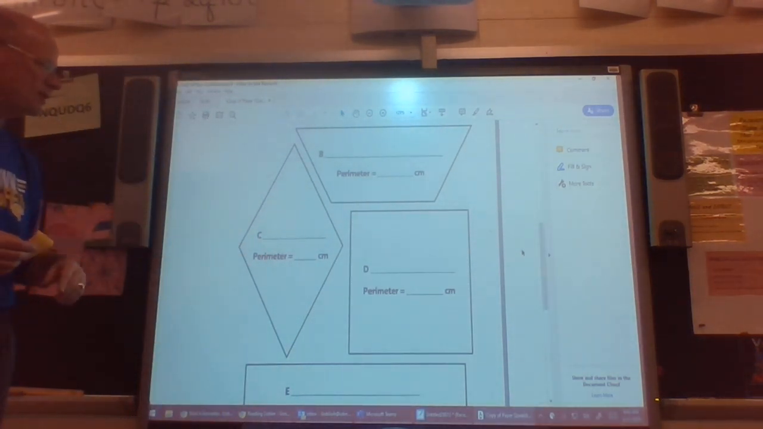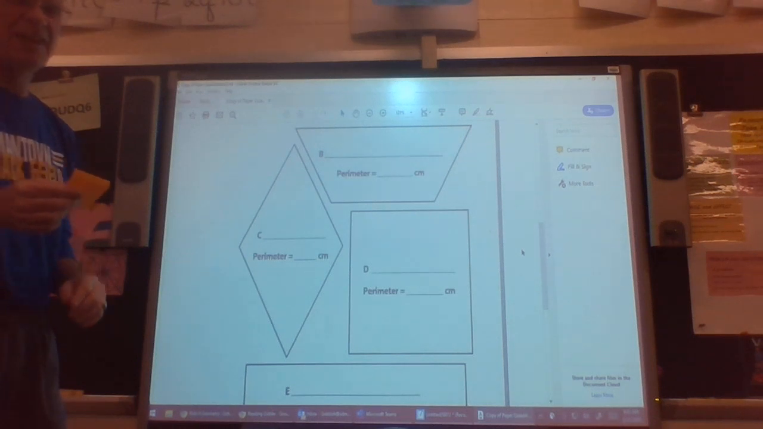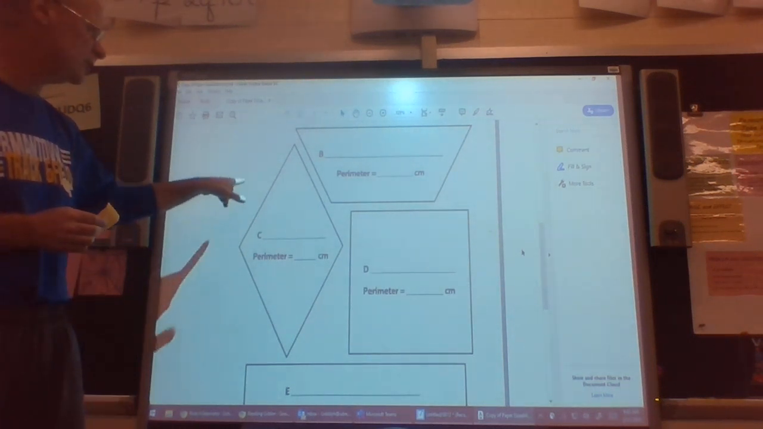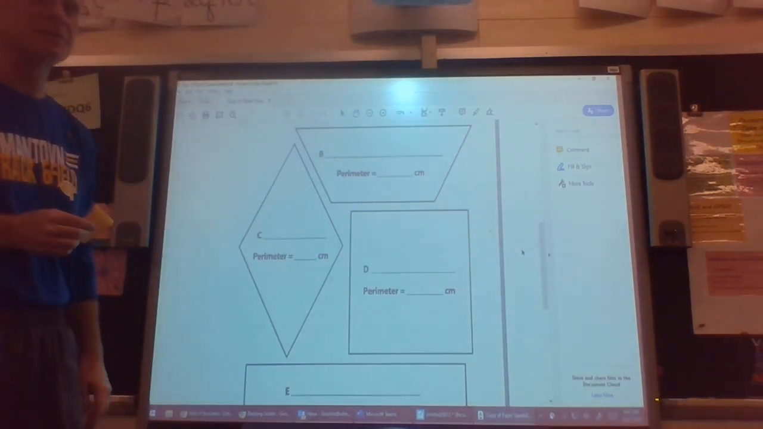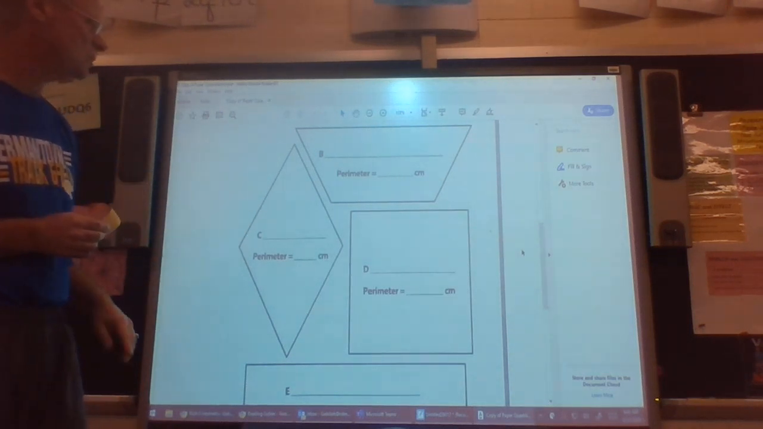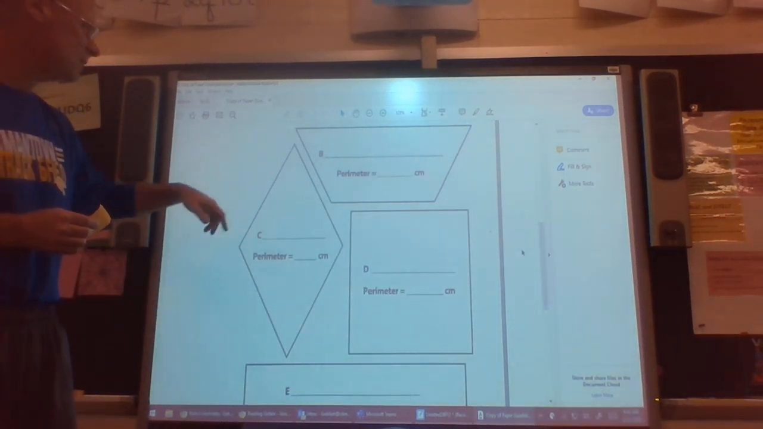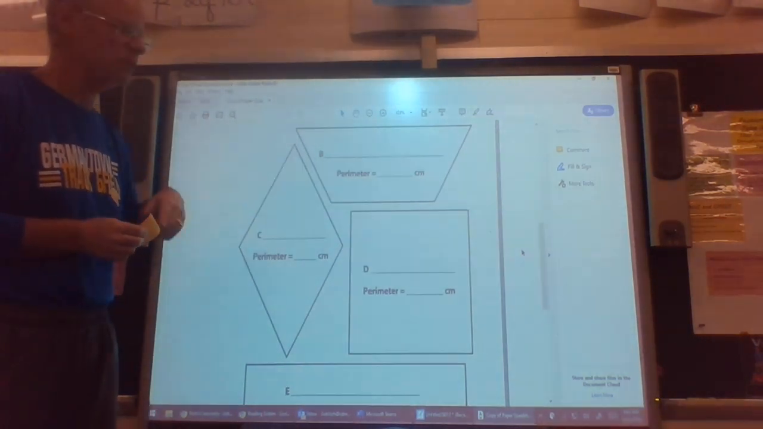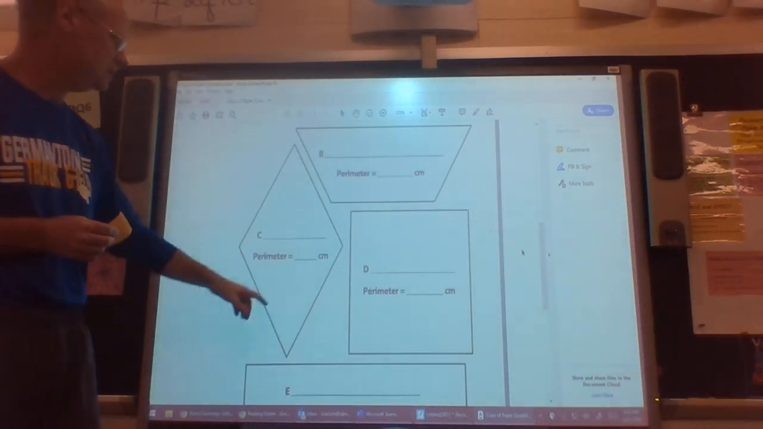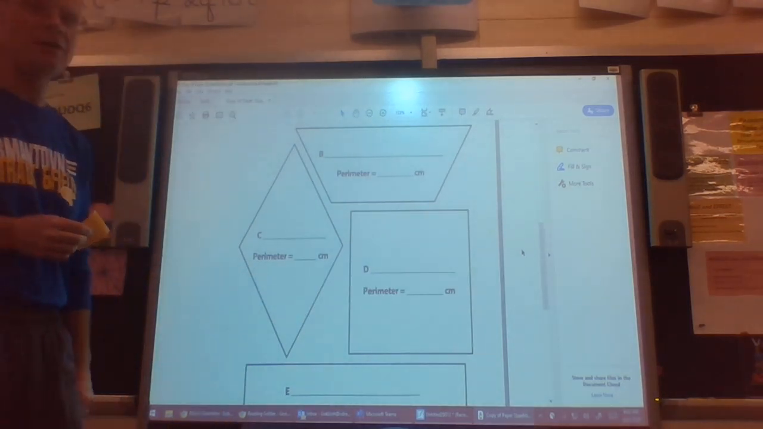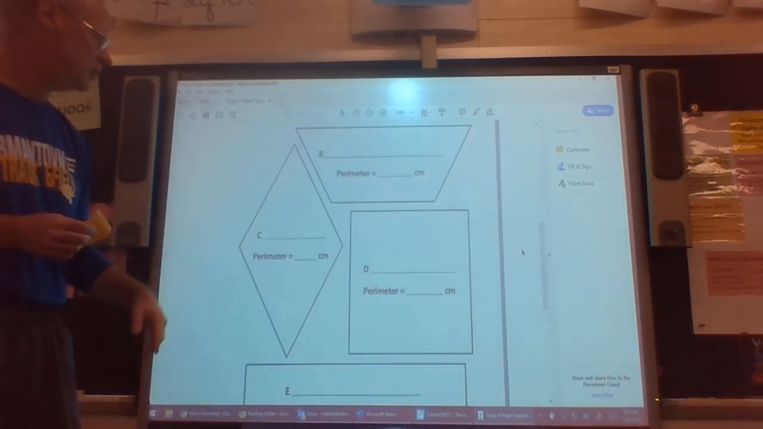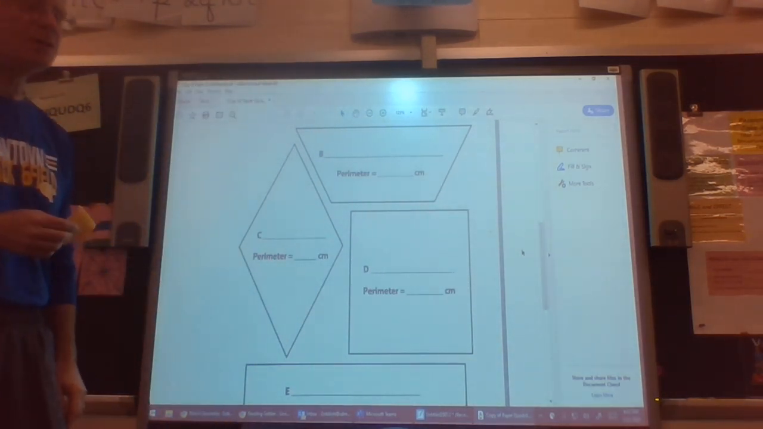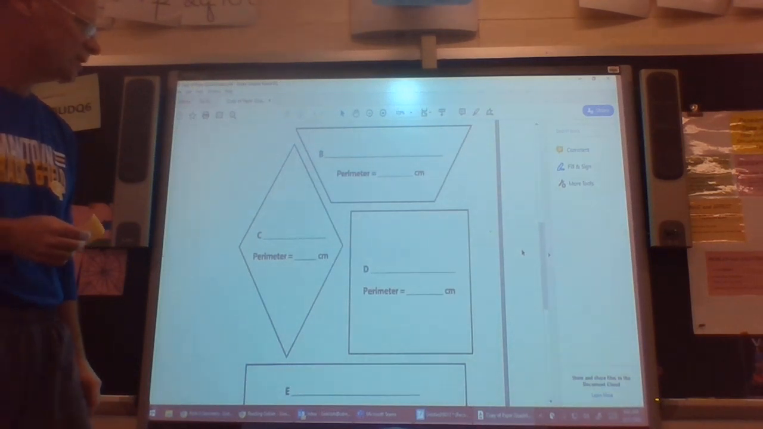The next one I did was my rhombus. And the rhombus was really easy to measure because I know that in a rhombus, all the sides are congruent. So I only really had to measure one side. I measured that one side and I found out it was 8. So I knew 8 plus 8 was 16. And 16 and 16 are 32. So the perimeter of my rhombus should be 32 centimeters.